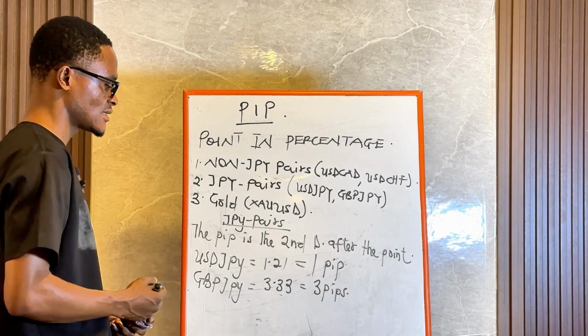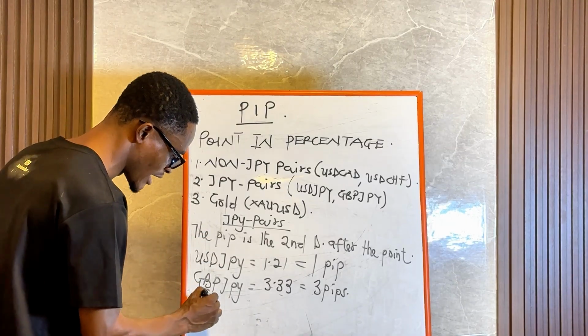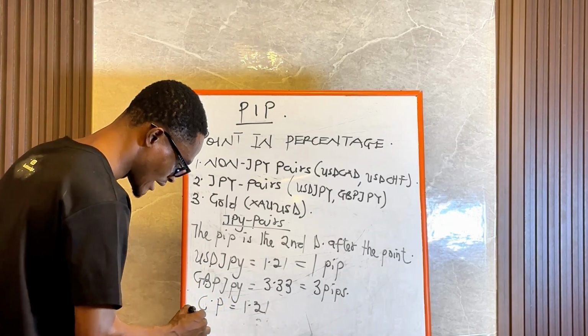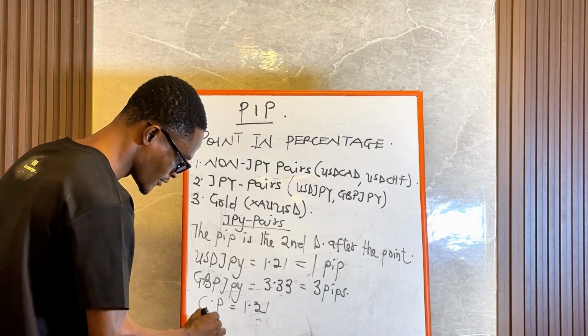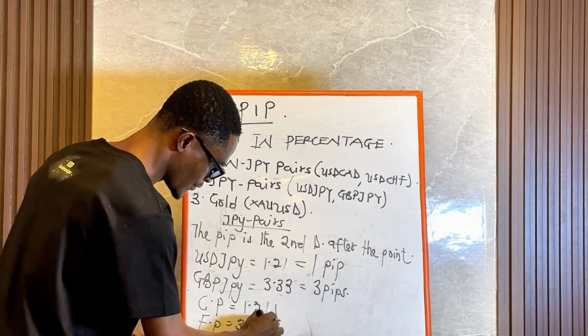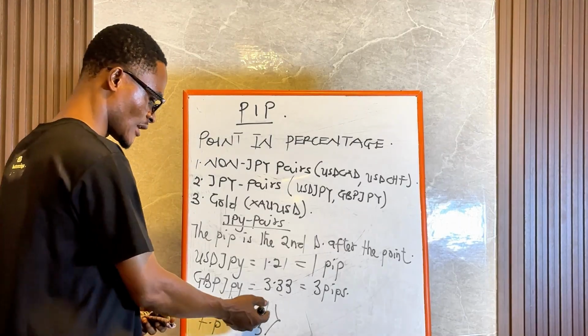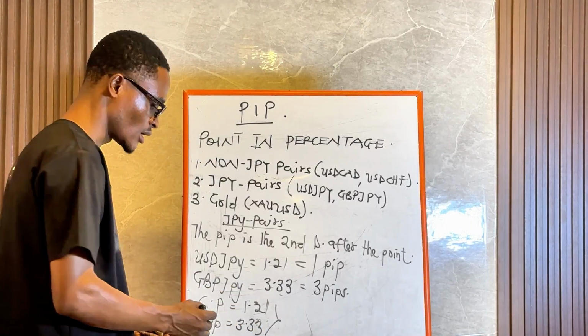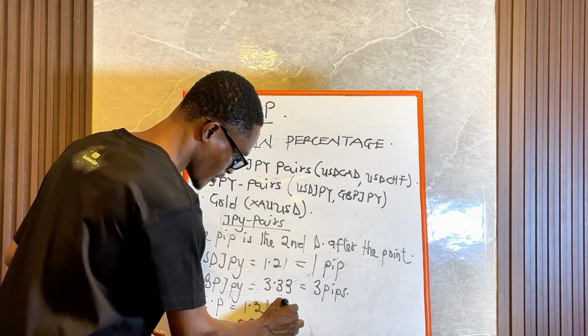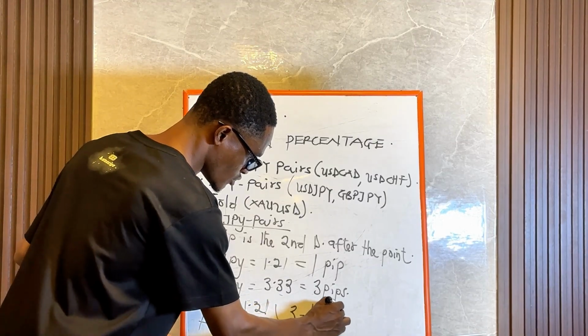Now, assuming you have a current price of 1.21 and the final price of 3.33, what will be the pip? You deduct the current price from the final one. So what is the pip here? 1. What is the pip here? 3. So you take 1 from 3 and you get 2 pips.